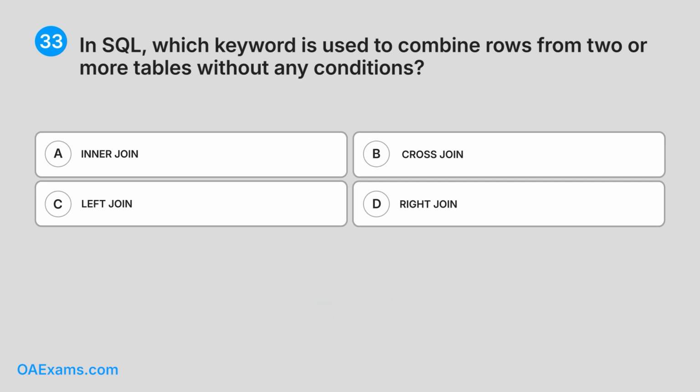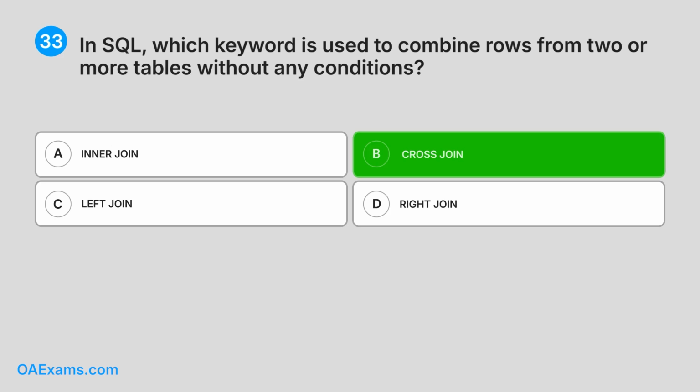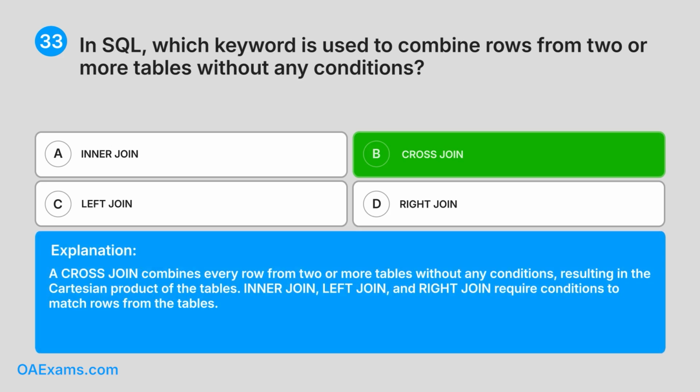Correct answer: B. Cross join. Explanation: A cross join combines every row from two or more tables without any conditions, resulting in the Cartesian product of the tables. Inner join, left join, and right join require conditions to match rows from the tables.